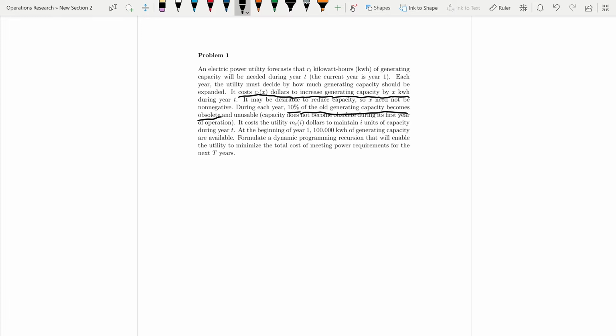And it costs the utility m sub t of i dollars to maintain the i units of capacity during year t. And at the beginning of year 1, we know 100,000 kilowatt hours of generating capacity are available. Formulate a dynamic programming recursion that's going to enable the utility to minimize the total cost of meeting power requirements for the next T years. So we don't have a set end here, we're just going to T years. And I did forget to underline, year 1 we do have 100,000 kilowatt hours.